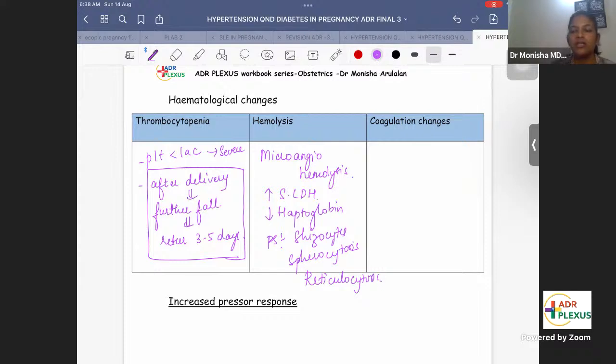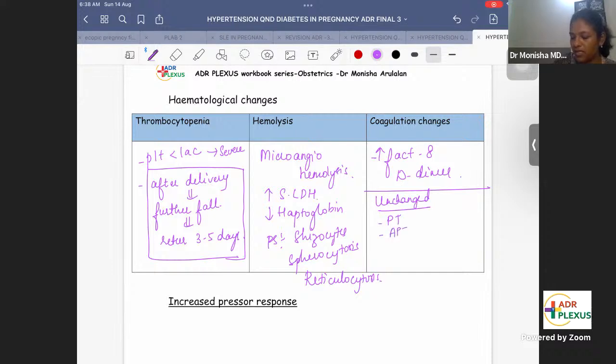What are the coagulation changes? When I say coagulation changes, remember there is an increase in factor 8 consumption. What are the other things that increase? Another one is D-dimer. Remember what remains unchanged, it is very important: prothrombin time and APTT. Unless you suspect DIC, there's no need to do a PT, APTT or fibrinogen level. What are the things that decrease? Here it is nothing but the antithrombin level, as well as protein C and protein S.